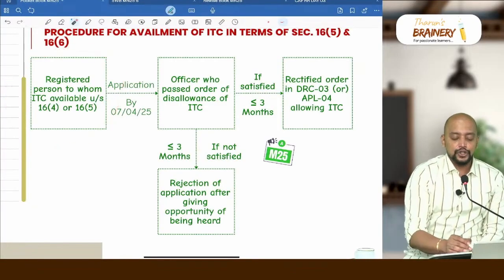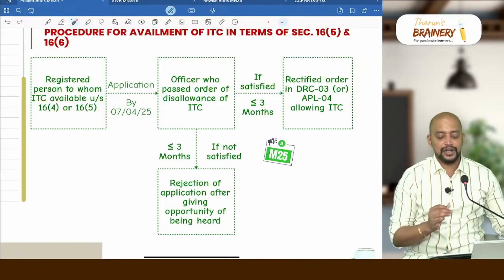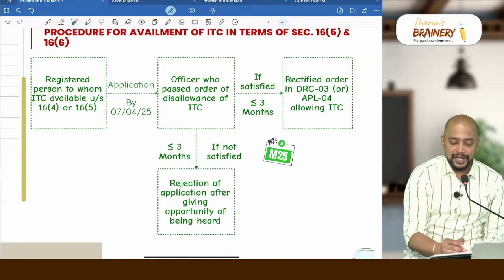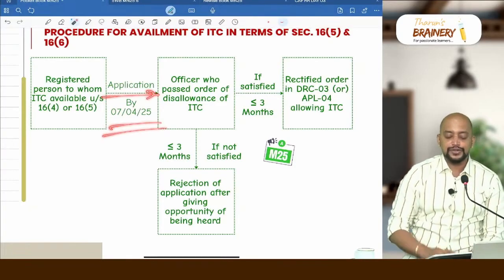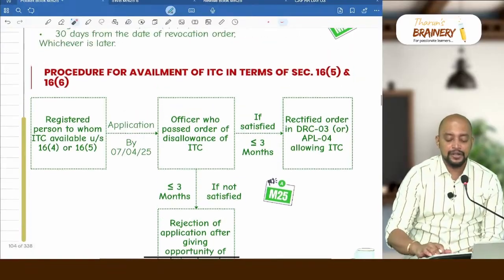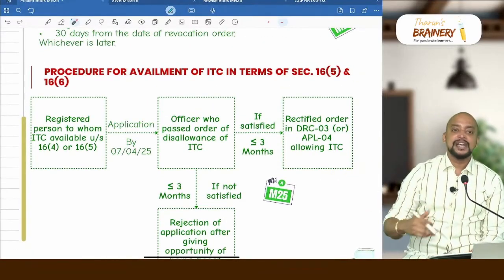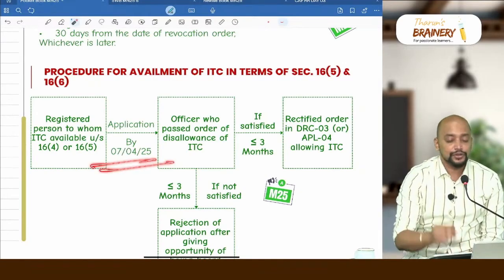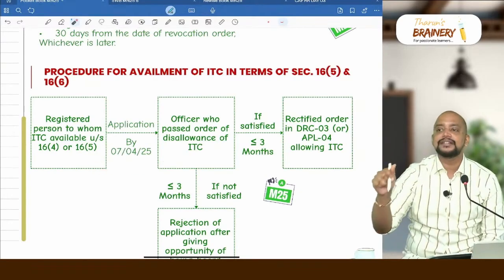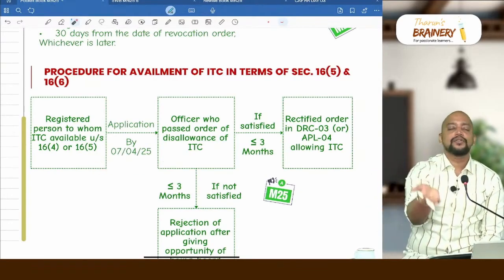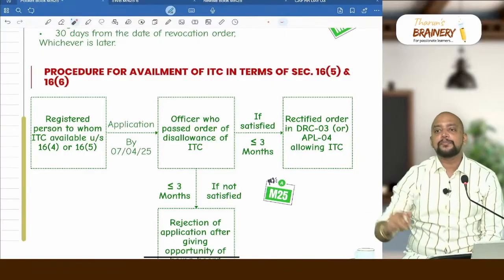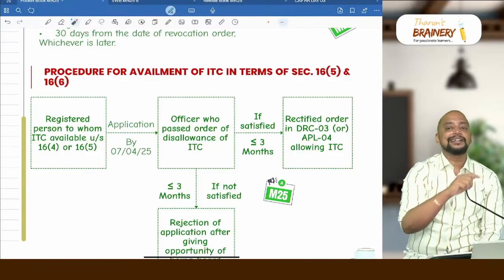Registered person to whom ITC is available under 16.4 or 16.5, they should make an application by 7/4/2025. They should make it by 7/4, till the time limit is there. Even now you can tell your CA firms and clients that 7/4/2025 is still the time limit for making the application. So we are in March only. 7th April they have given the time. So we can still take the ITC.